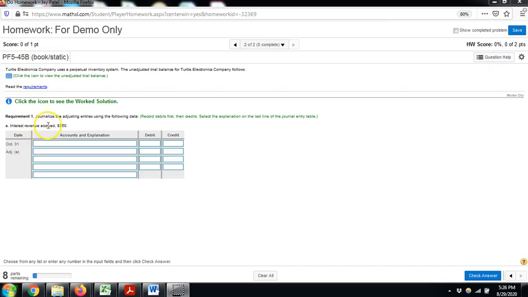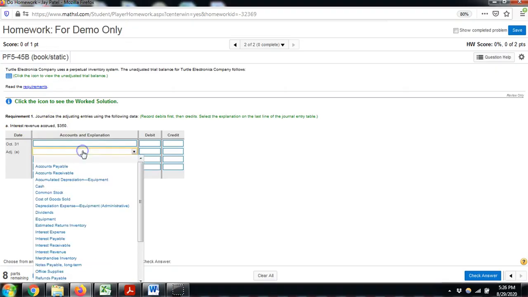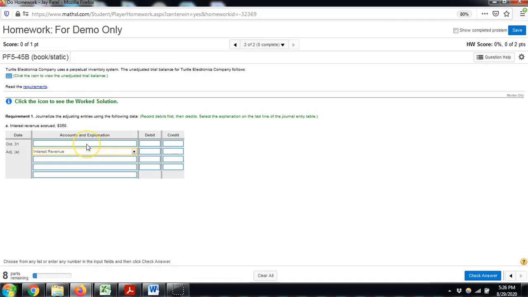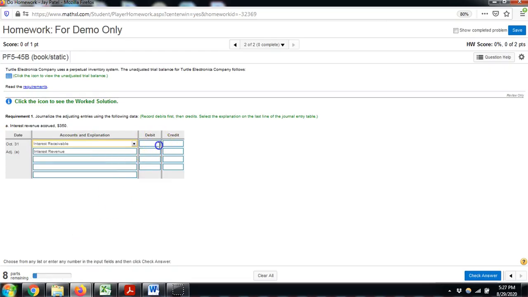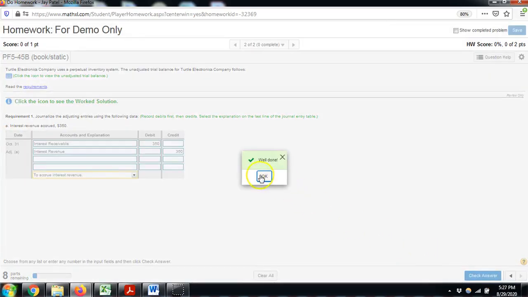So interest revenue accrued $350. So we're going to have to recognize this interest revenue. So we will have interest revenue recognized, and we're accruing it, so it's going to be a receivable of $350. And then our memo is to accrue interest revenue. Okay.